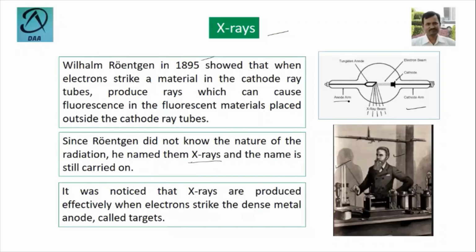Here you can see the model: the anode is there, the cathode is there, and from the cathode particles move. If a tungsten anode is there, it will reflect from there and come outside as an X-ray beam. It was noticed that X-rays are produced effectively when electrons strike the dense metal anode called the target. So if the electron beam from the cathode strikes the target, then a different type of beam comes, which is called the X-ray.